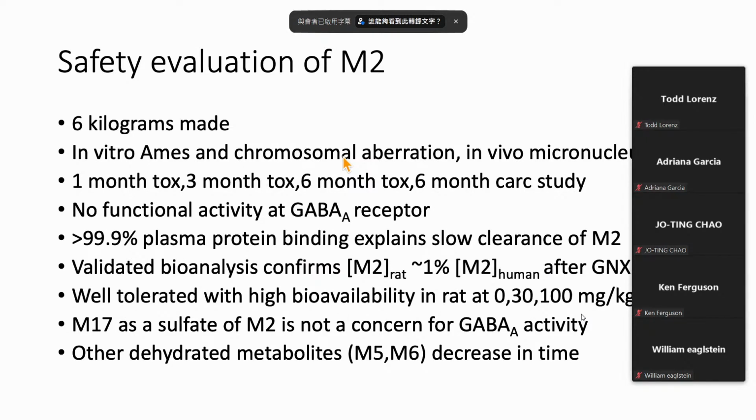There were two other dehydrated metabolites, M5 and M6, that passed the 10% threshold in the early 1 to 120 hour studies, but they disappear in the long-term study. So far, we don't have to do any additional studies on those two metabolites.